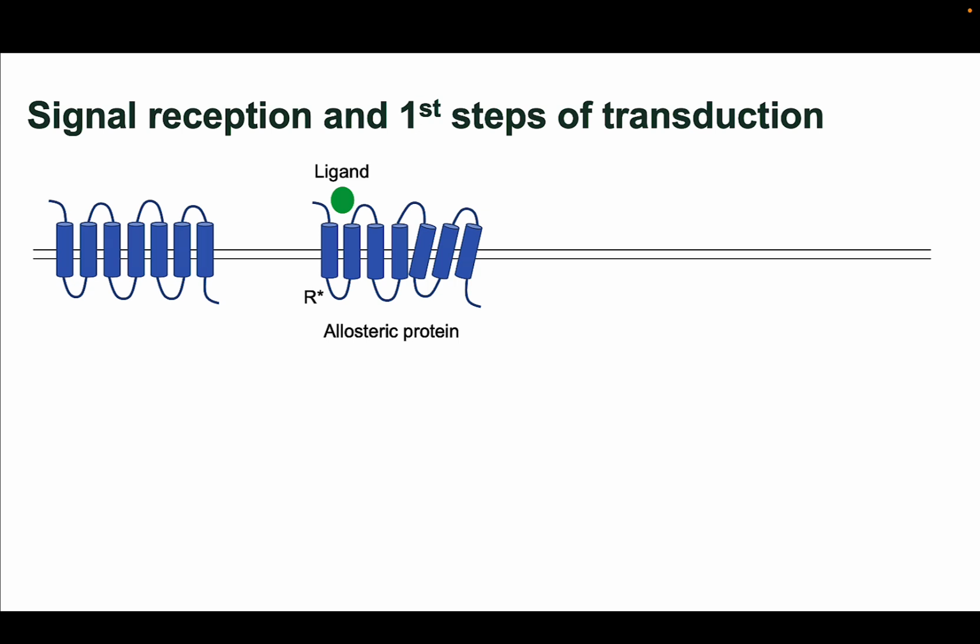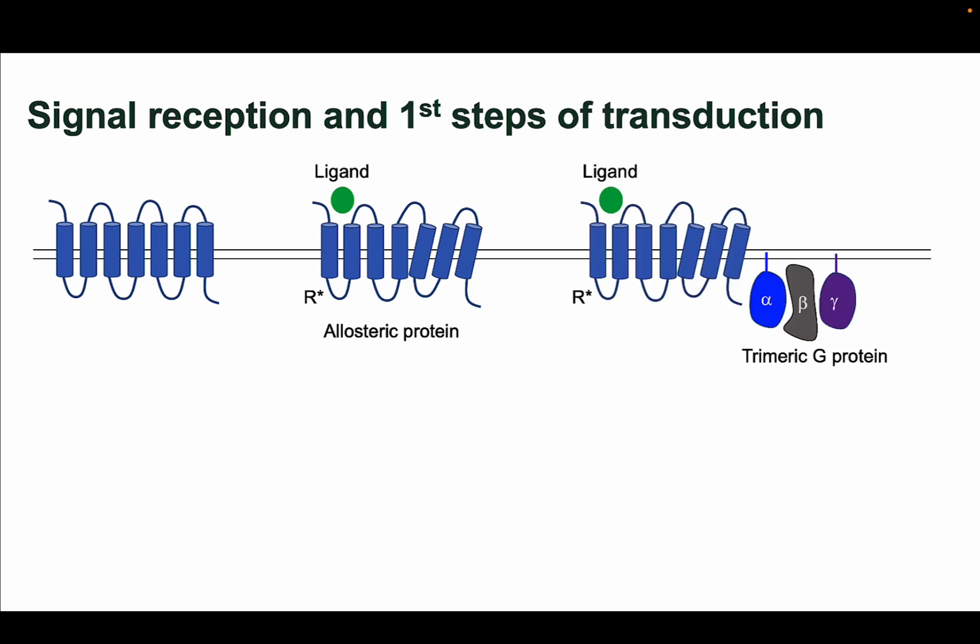So it's actually coupled to a G protein. And the G protein that it's coupled to is a trimeric G protein. So there's 3 parts of this protein: an alpha, beta, and gamma subunit. That's why it's called trimeric. So just to review, we have our G protein coupled receptor. When the ligand binds, it changes shape, and then it's coupled to a trimeric G protein.